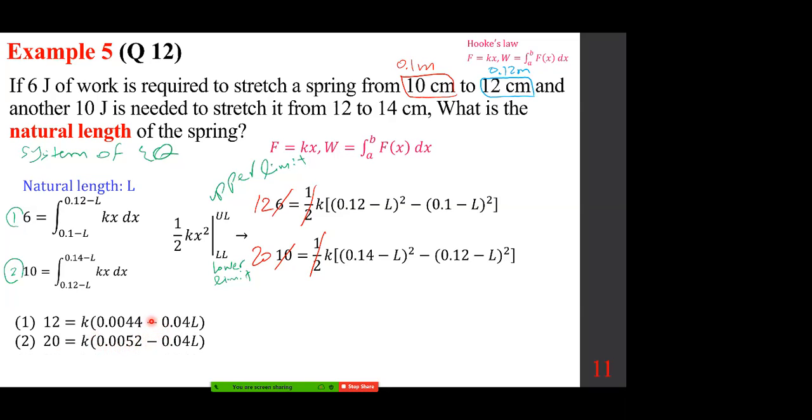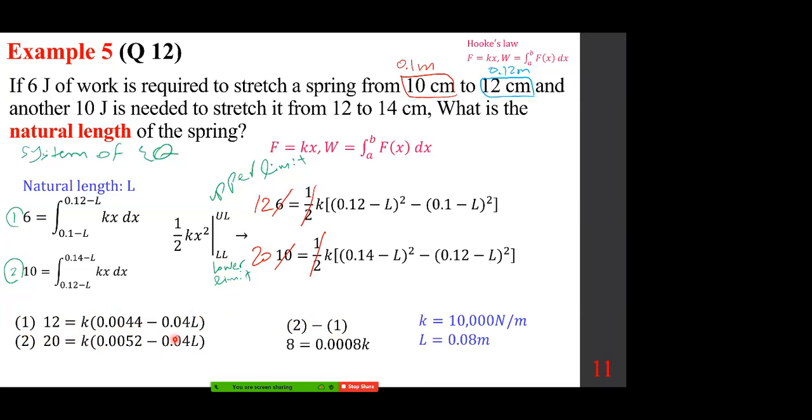And you can subtract one from the other. Notice both of them have 0.04L with a negative sign, and k. So if you subtract one from the other, it doesn't matter which one. If we subtract the first one from the second one, we end up with this. I'm assuming you're a calculus student, you can follow this simple equation. When I say 2 minus 1, that means I'm subtracting the first line from the second. And K becomes 10,000 newtons per meter.